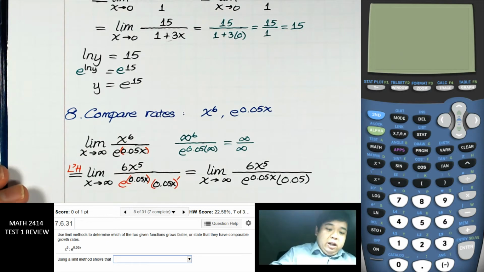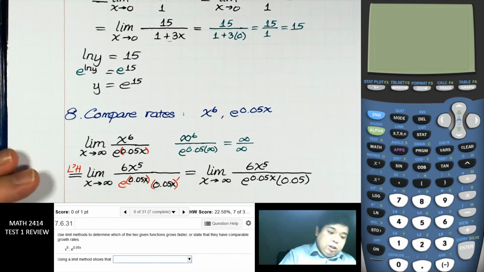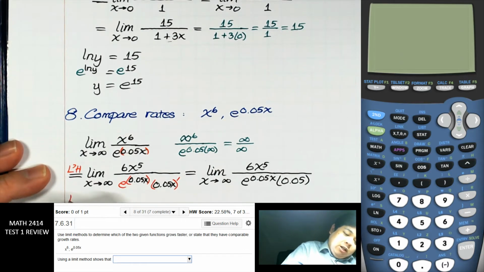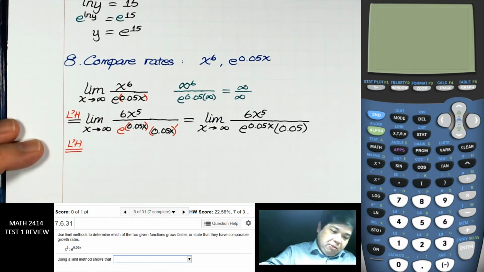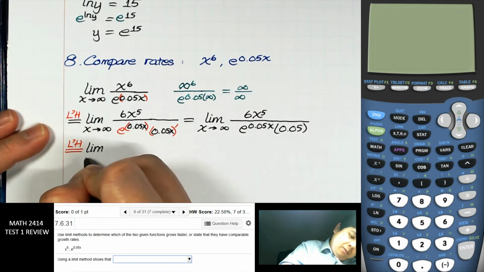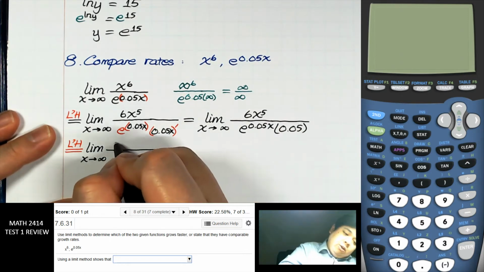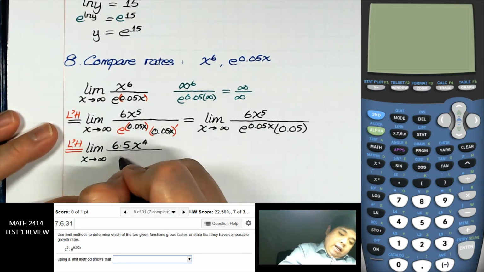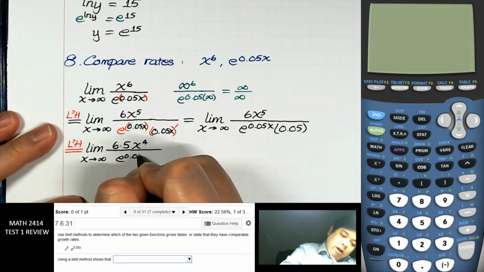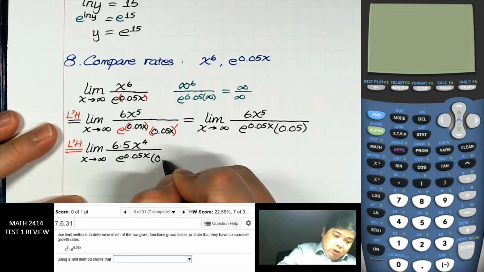Now, the point here is if we put infinity in here, it's still infinity over infinity. So we have to take the derivative. We have to use L'Hopital's rule a few more times. Right, take out the 5. So rather than write 30, I just say 6 times 5 x to the 4th. And then at the bottom we have e to the 0.05x, derivative, and then that constant, so we have 0.05 squared.